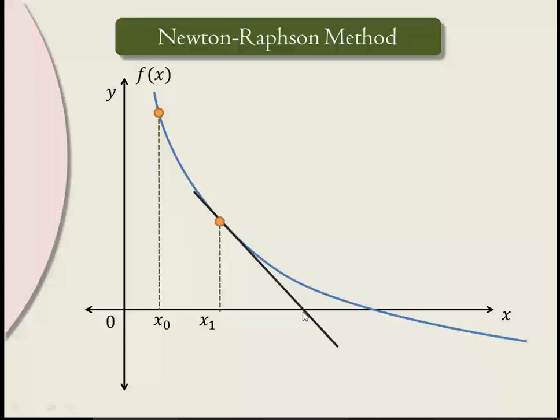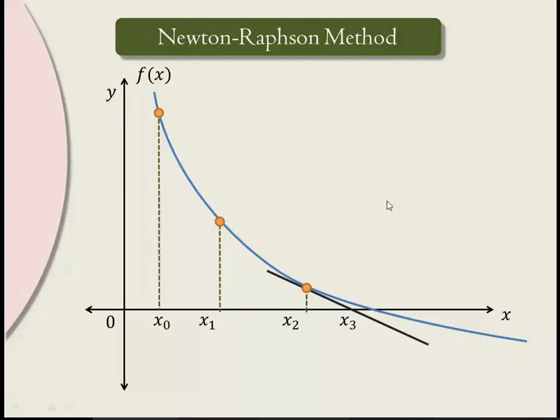Again, at this x2, draw a tangent. Wherever it intersects, we get a new iteration. So if you go on drawing tangents like this, and wherever the tangent intersects, if you go on continuing, we can reach this intersecting point. And that intersecting point is nothing but the approximate root of this function.